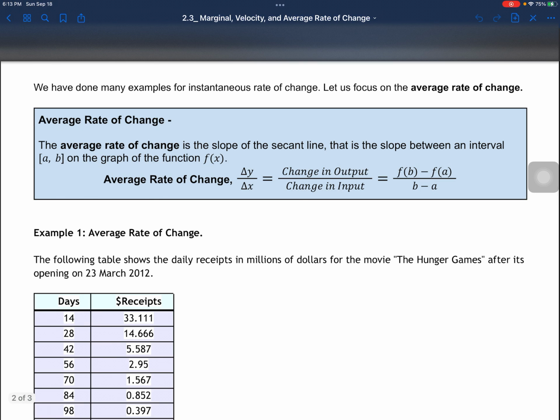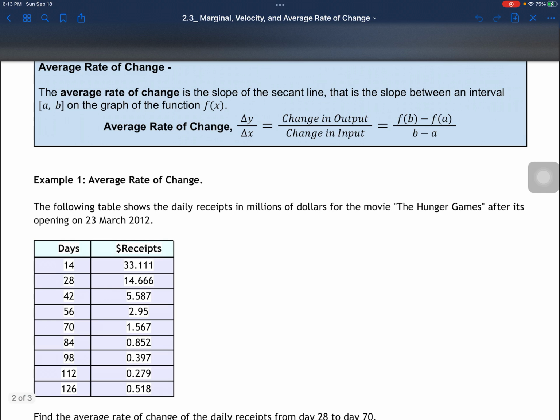Welcome back. So in this video, we're gonna go through 2.3 example number one. And that's asking us to find the average rate of change of a table given function. So let's jump in. The following table shows the daily receipts in millions of dollars for the movie The Hunger Games after its opening on 23 March 2012. Here we can see that the first column tells the number of days after the opening, and the right side tells us the millions of dollars generated that day.